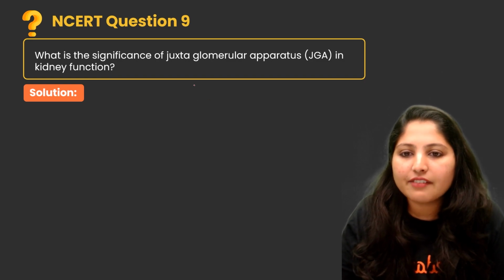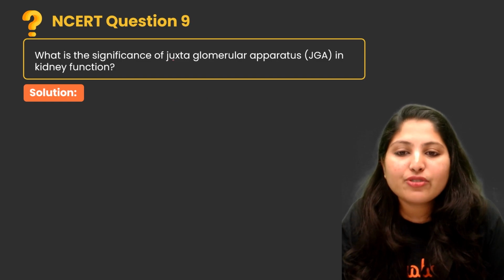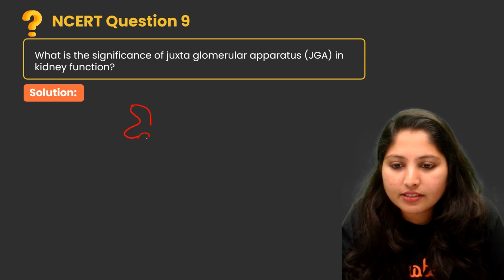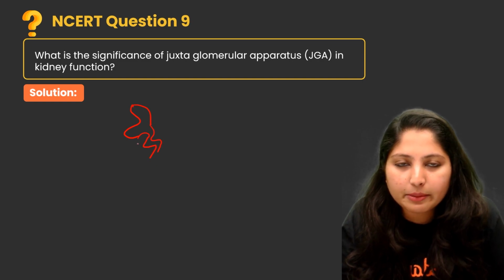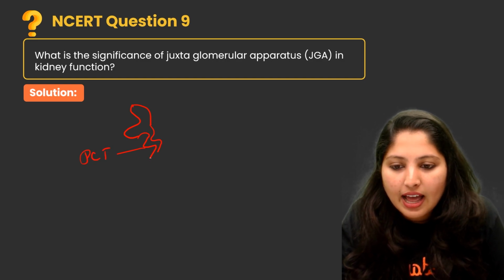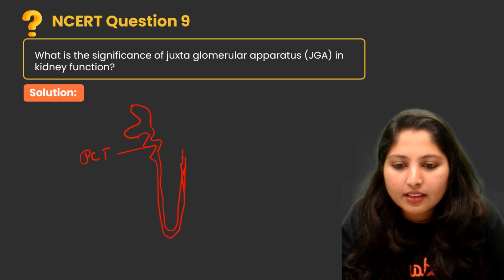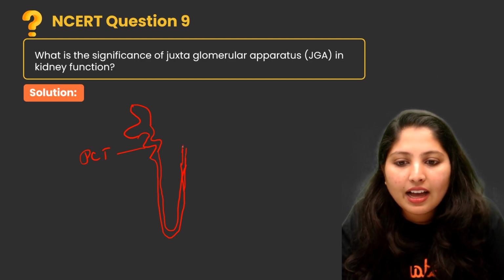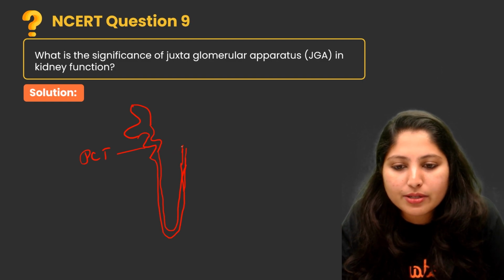What is the significance of the juxtaglomerular apparatus? What is the juxtaglomerular apparatus? Think of this as a nephron. This is the highly coiled part, known as the PCT, the proximal convoluted tubule, and then we can find a narrow hairpin-like structure known as Henle's loop. From the ascending limb of Henle's loop, it ends with a larger tubule, which is a highly coiled structure.